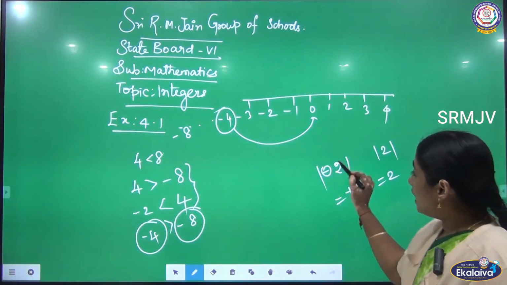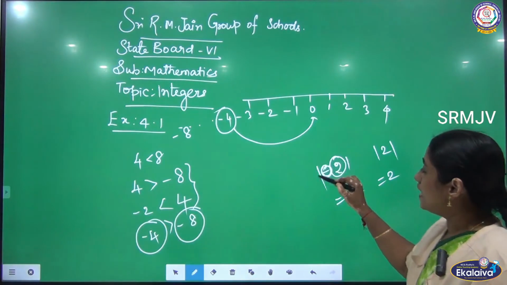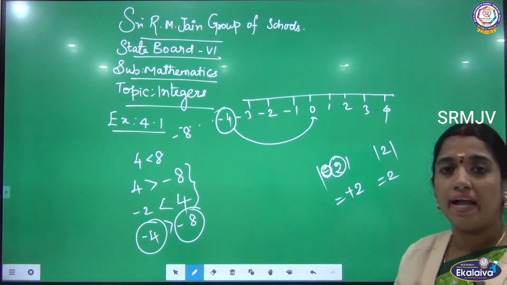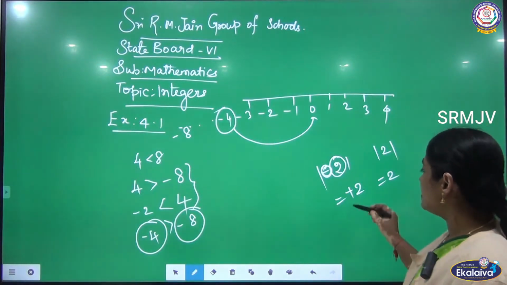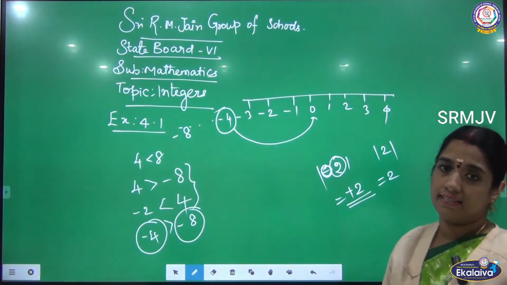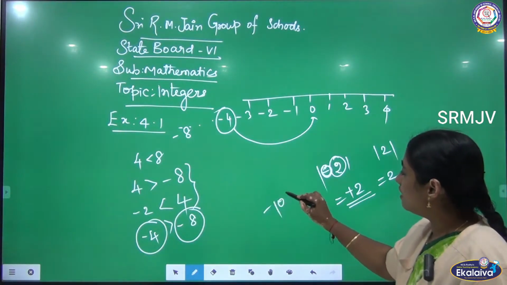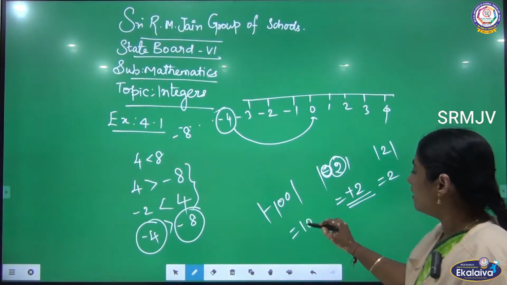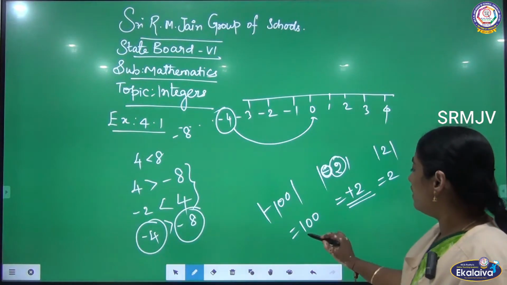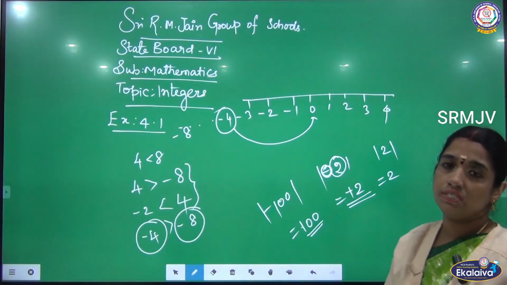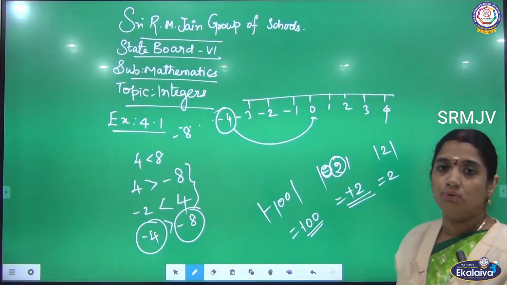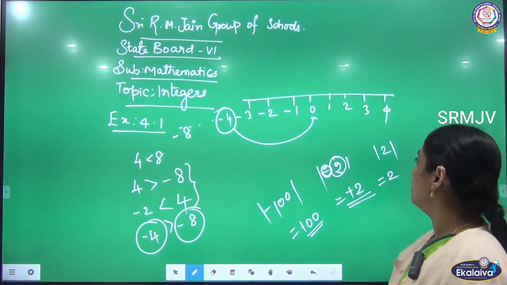The number never changes, only the sign. Plus stays plus, but if I am writing minus 2, what is the answer? Plus 2 is the answer. Minus 100, what is the absolute value of minus 100? Which is 100. Got it? So the number never changes, only the sign changes, because there is no negative in the absolute value. Can you understand this children?